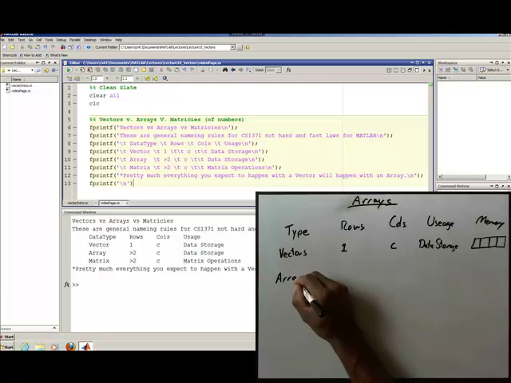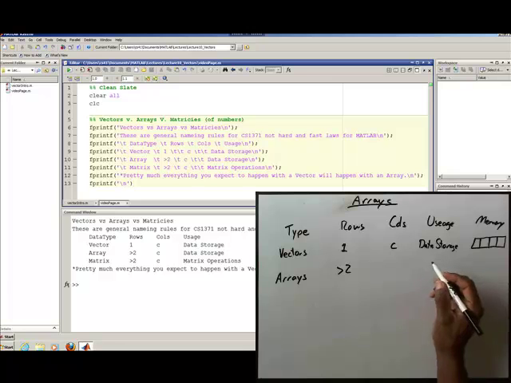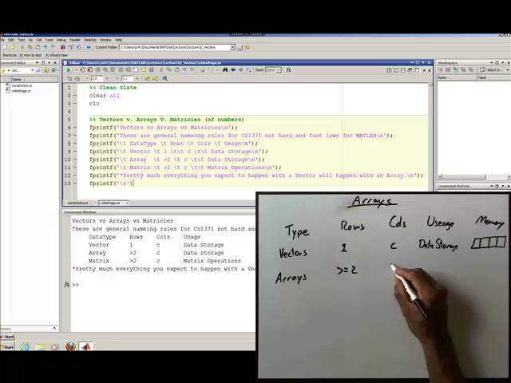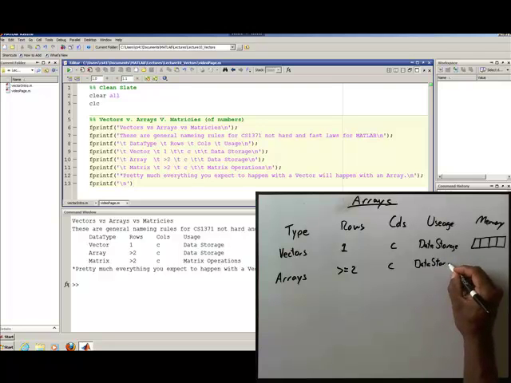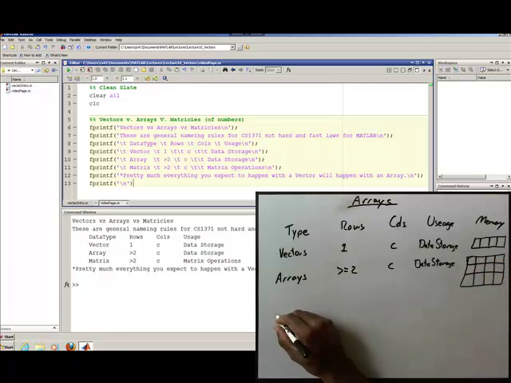Arrays, a lot like vectors, except they have two or more rows, some number of columns we call C, also used in general for data storage, but you can think about them as taking up multiple rows in memory. Now that might not actually be the physical case, but that's a good mental map of what's going on.